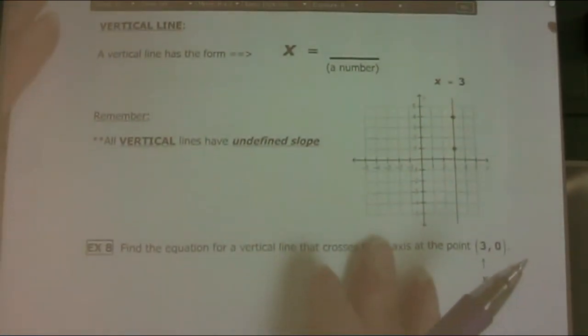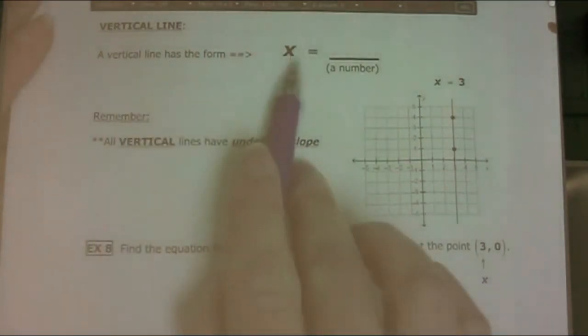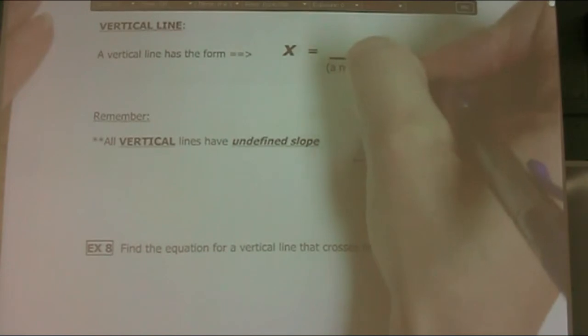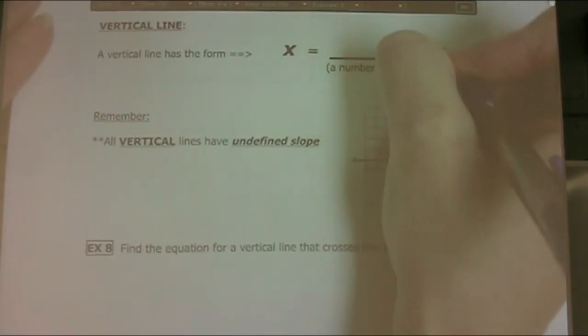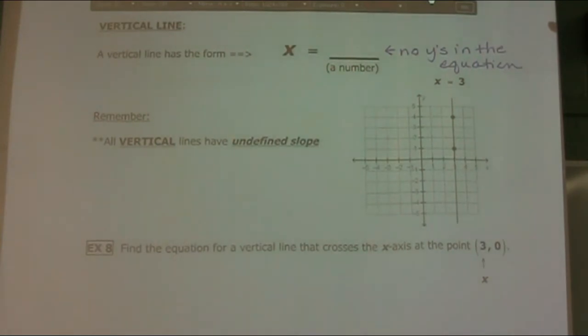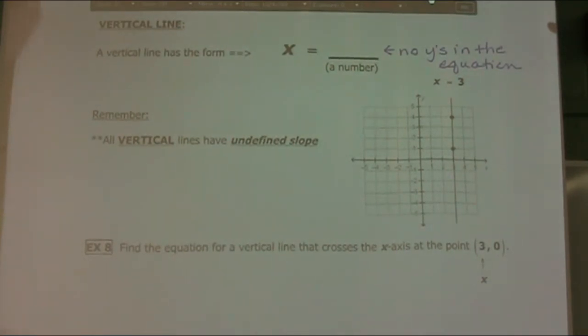Vertical lines are also easy. Remember, vertical lines come in the form x equals a number, and there are no y's in the equation. So we have no y's in the equation. Remember, all vertical lines have undefined slope.